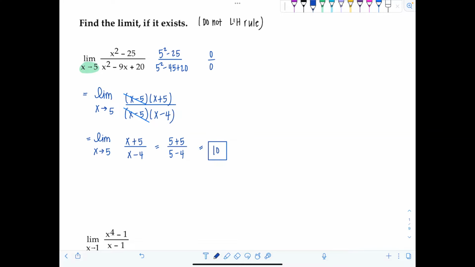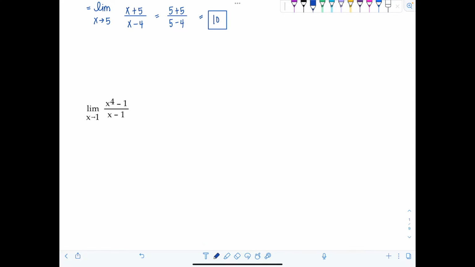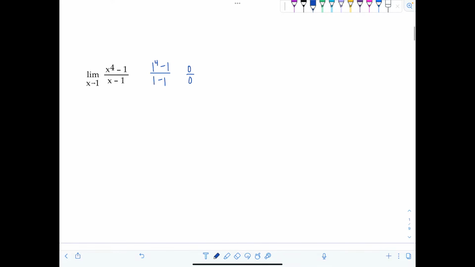All right, let's look at another example. Again, no L'Hopital's rule. Limit as x approaches 1, x to the 4th minus 1 over x minus 1. Okay, let's see if I just plug in 1. Again, we have 0 over 0. All right, so can you factor the numerator?